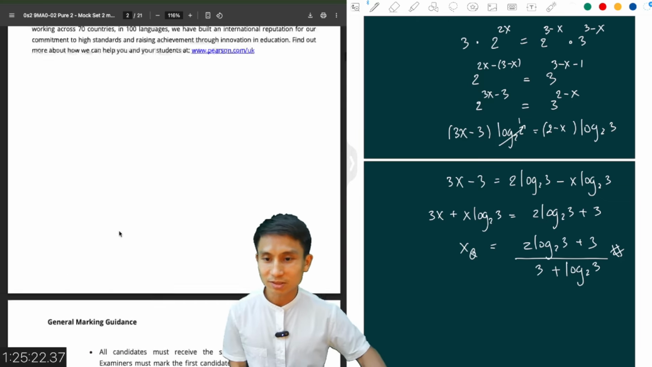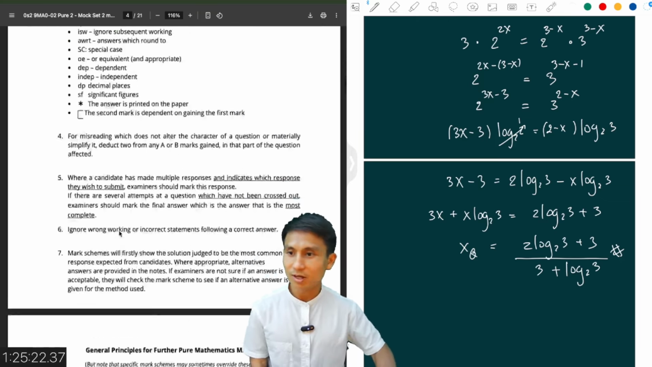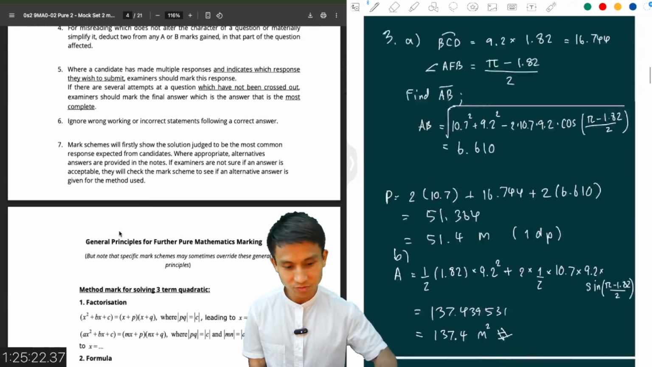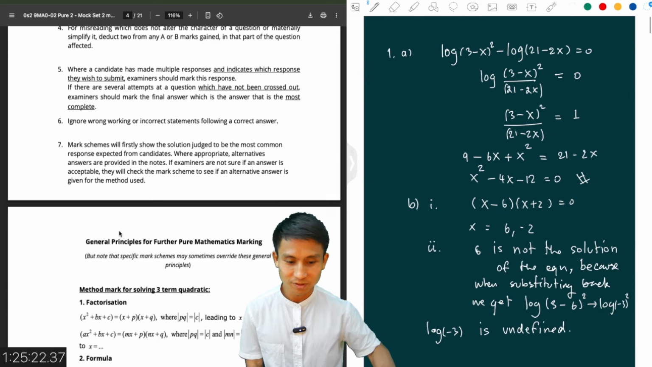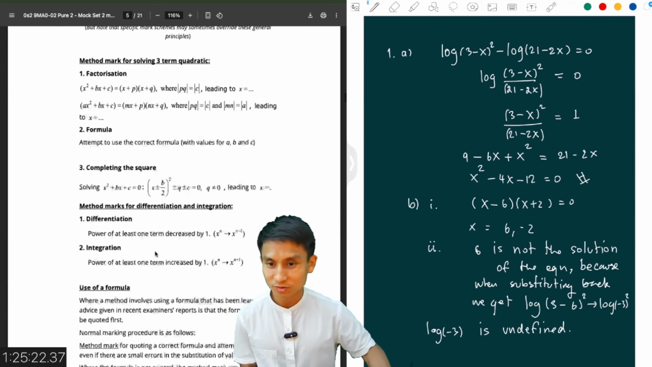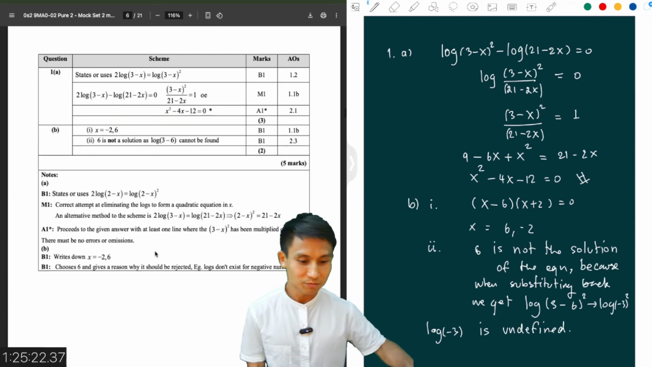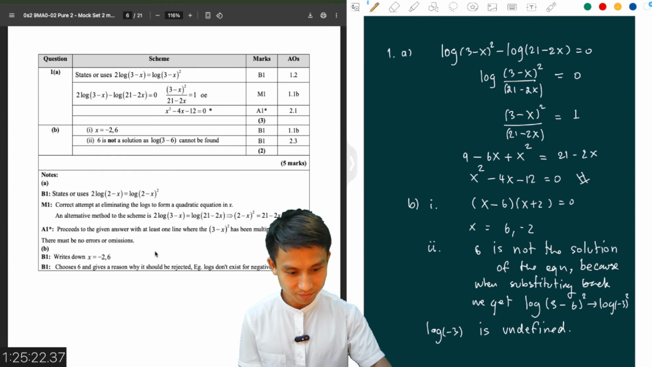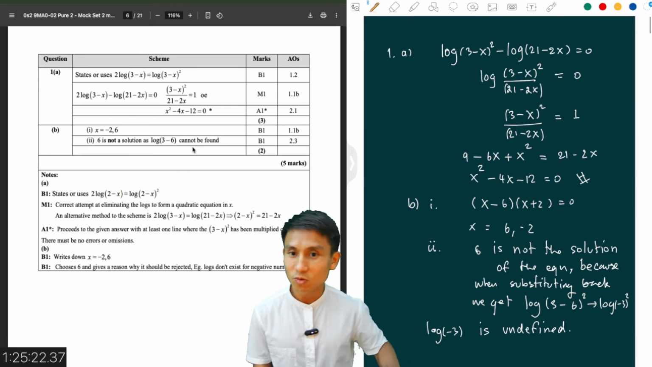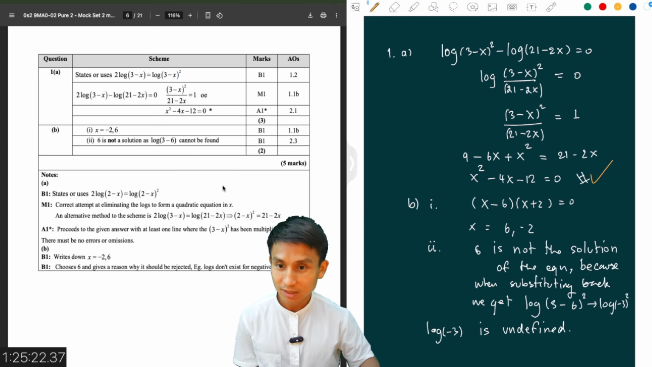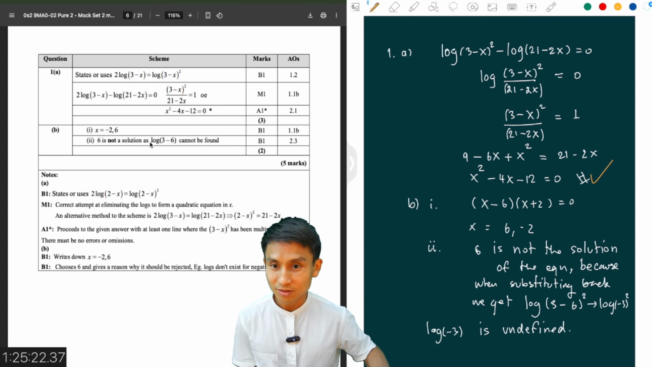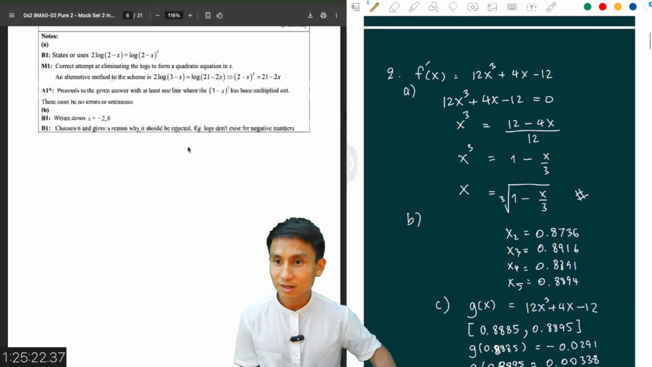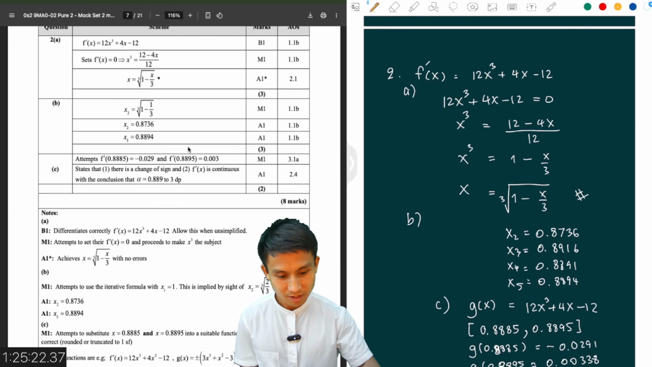This is the mark scheme for their mock paper. Let's check from the first question. You can also go to the link in the description to get this mark scheme. I'm going to mark myself against the mark scheme. Number 1, yes, we proved that. For 6, it's not the solution because log 3 cannot be found. Got it. Number 2, yes, we showed that.